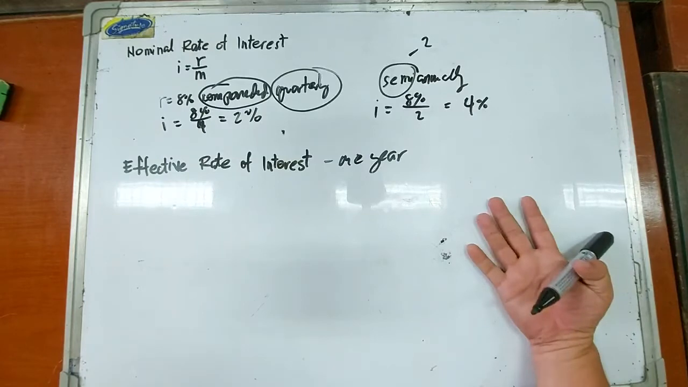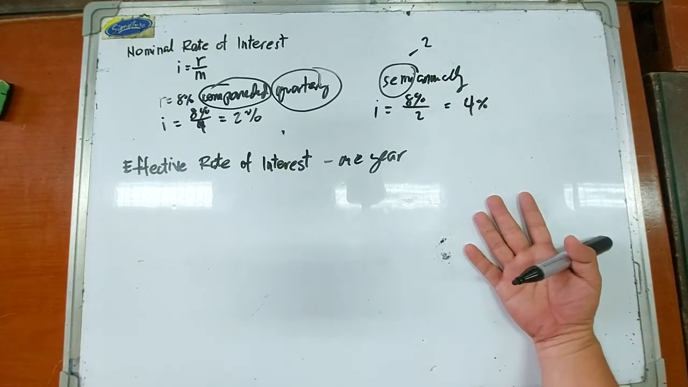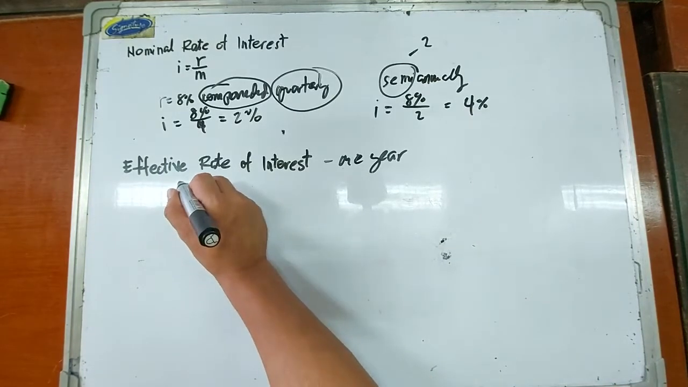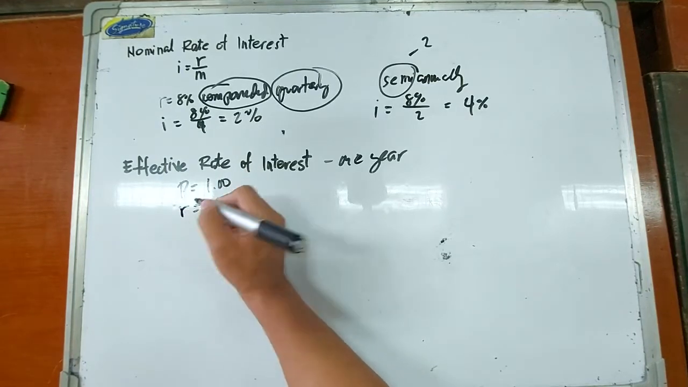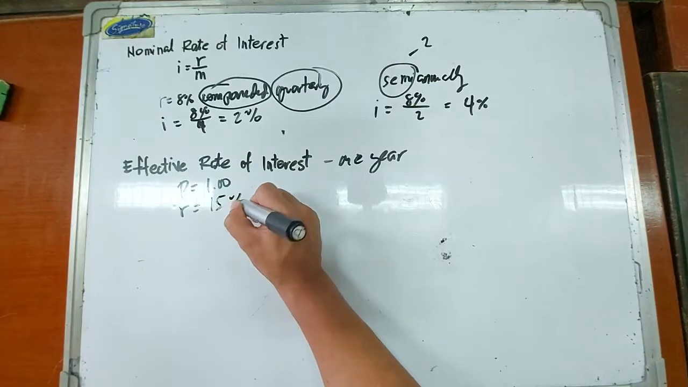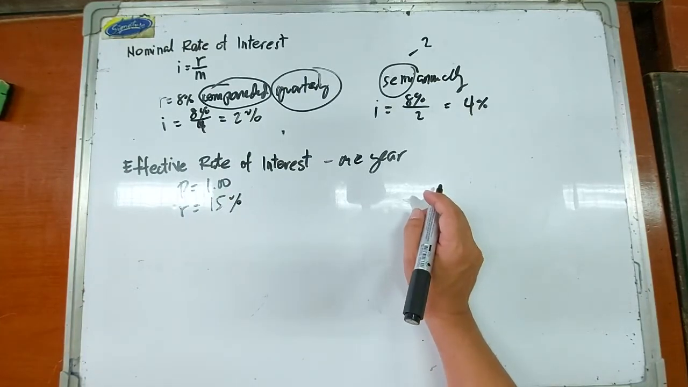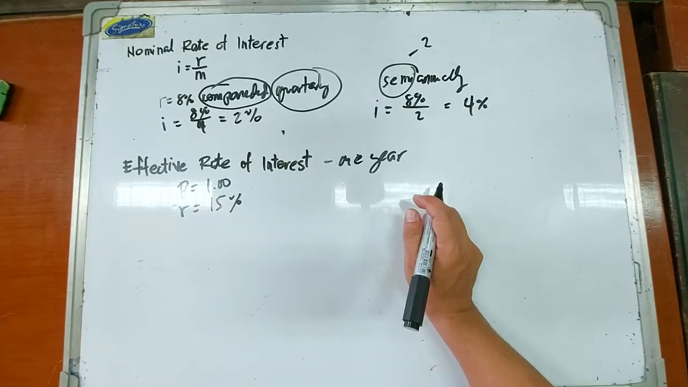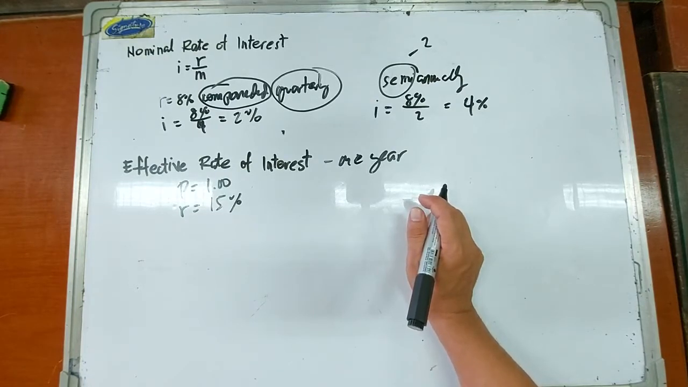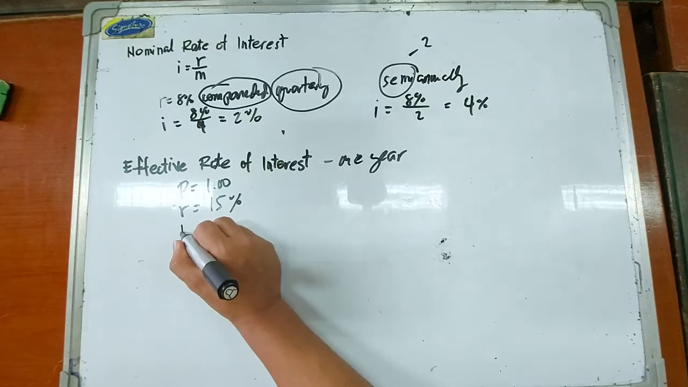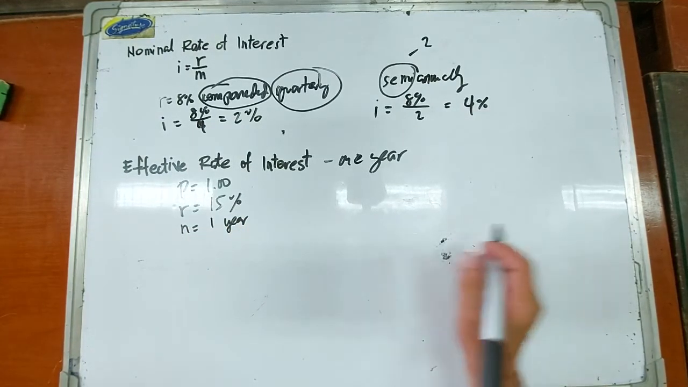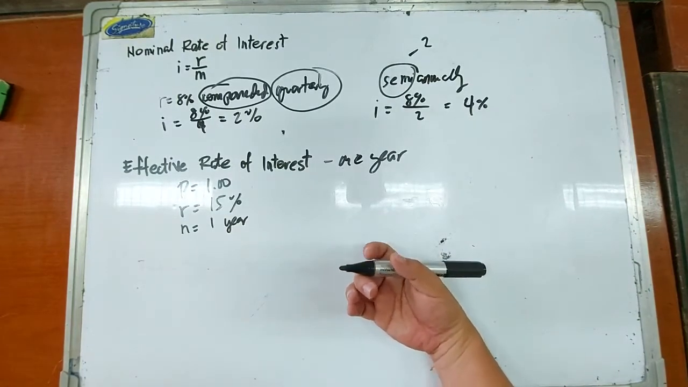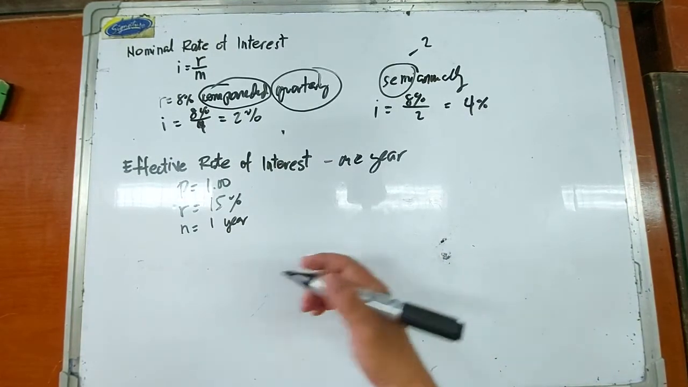Let's say for example, we invest 1 peso at a nominal rate of 15%. So our principal is 1 peso. Our nominal rate of interest is 15%. So how many years is this? It is only 1 year. So N is 1 year. Then we compute for the future worth in 1 year.